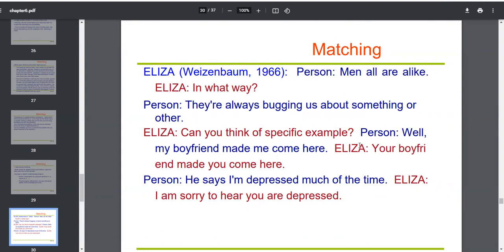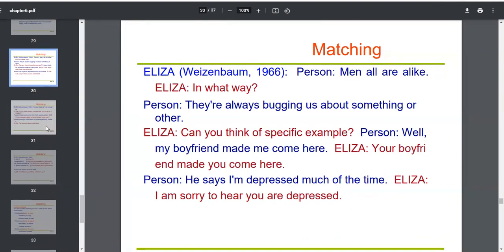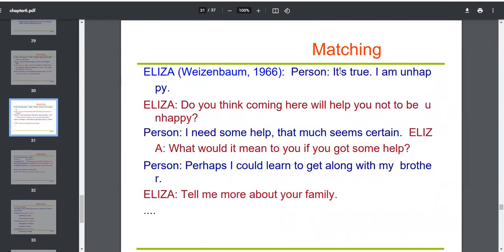Matching will take place and Eliza will reply, your boyfriend made you come here. So boyfriend and come, both keywords have been matched. The person says, I am depressed much of the time. Depressed is the keyword which it is going to match and employ in the next question. Eliza will ask, I'm sorry to hear that you are depressed. Then the person may say, it's true, I am unhappy. Again unhappy is the keyword, it is going to match and raise one more question. Eliza will ask, do you think coming here will help you not to be unhappy?